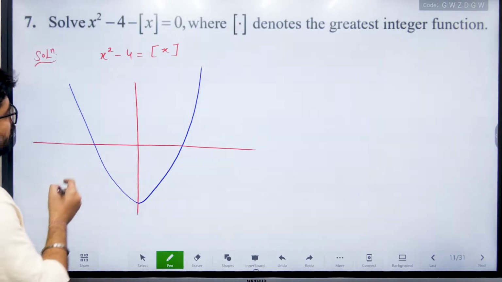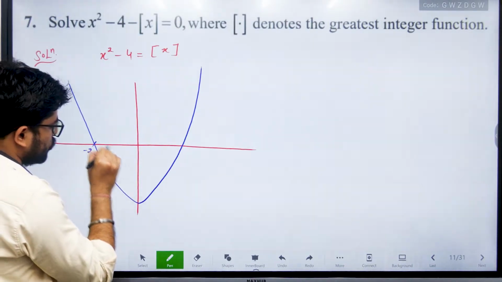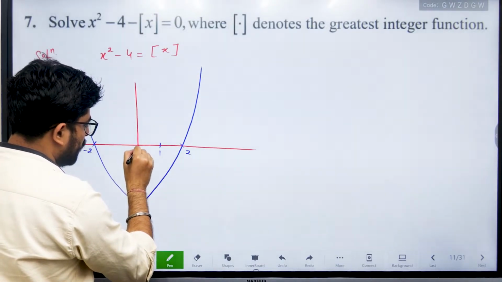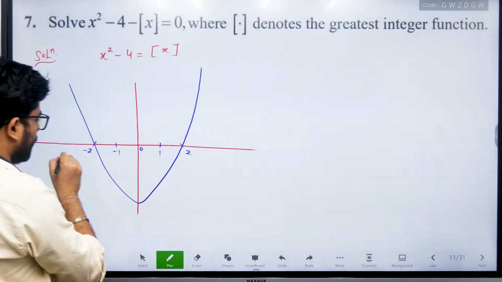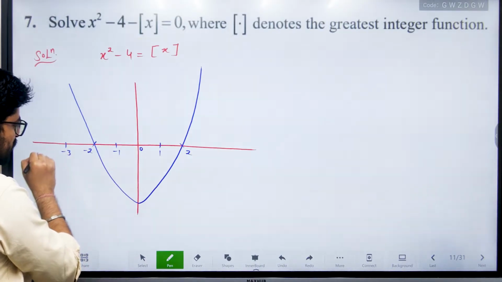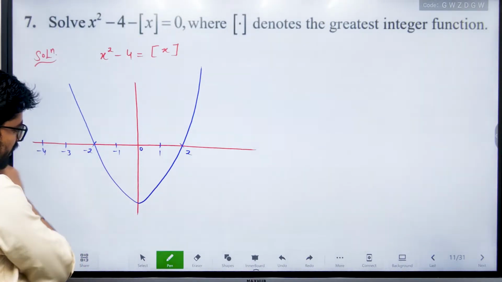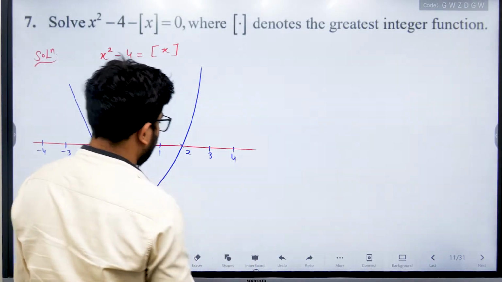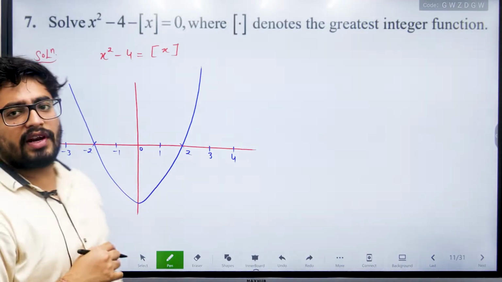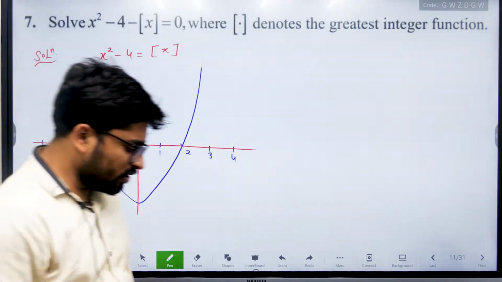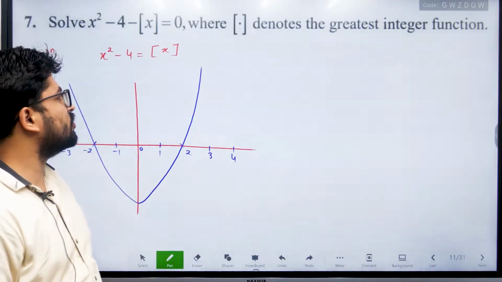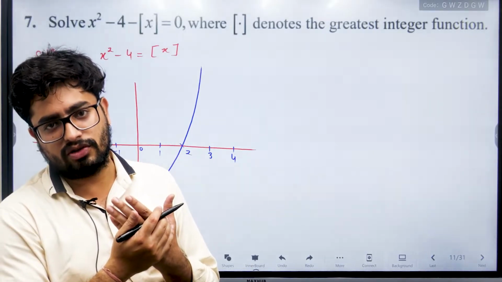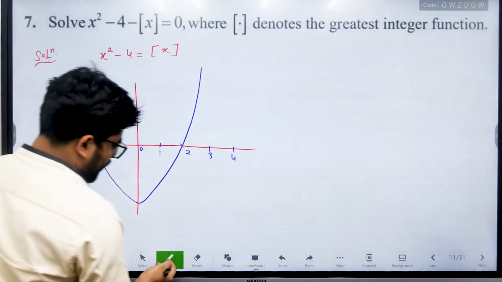And this is 0 and minus 2 and 2, so this is minus 2 and this is 2. So somewhere here we have 1, this is 0, somewhere we have minus 1, then minus 3, minus 4 and so on. Similarly you have 3, 4 and so on. Okay, now just draw the graph of greatest integer x. The solution of f(x) equal to g(x) means graphically when they intersect, the point of intersection is known as the solution. Yes, so draw the graph of greatest integer x.